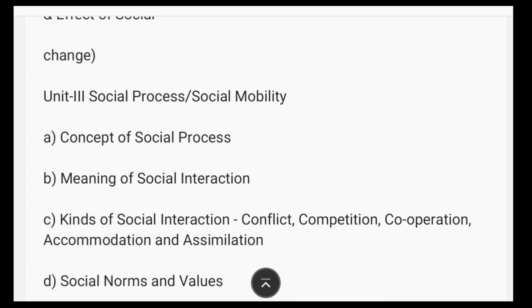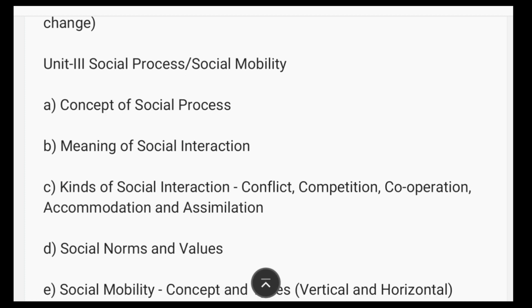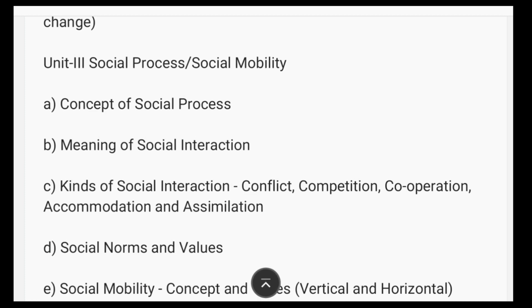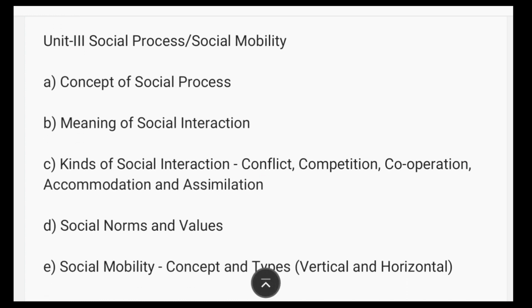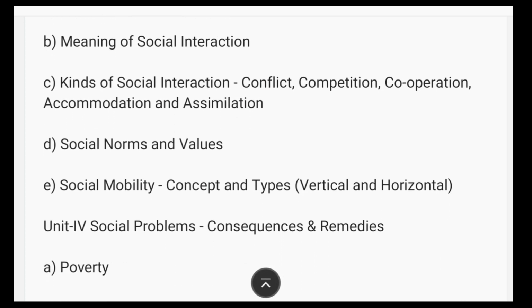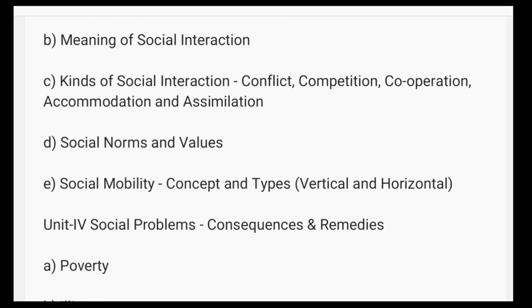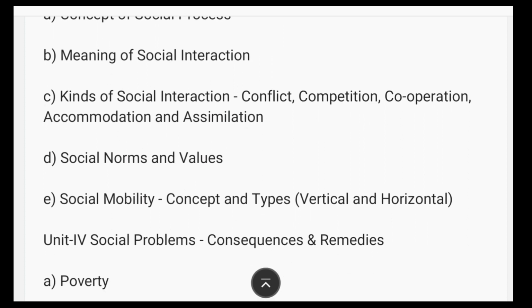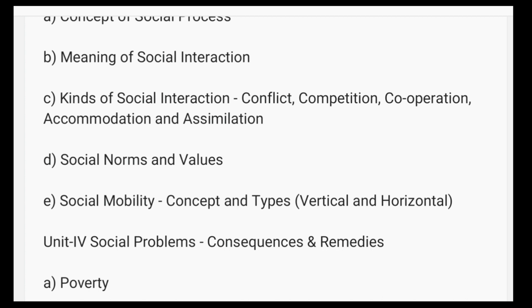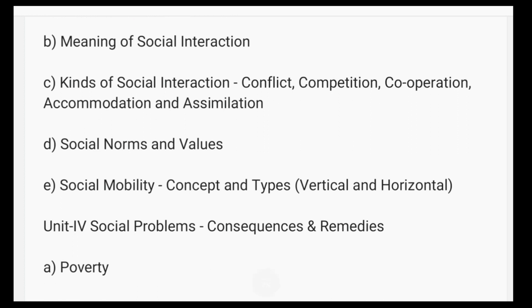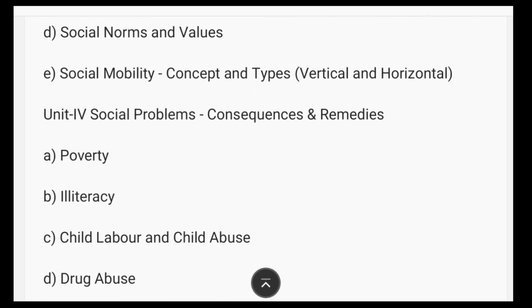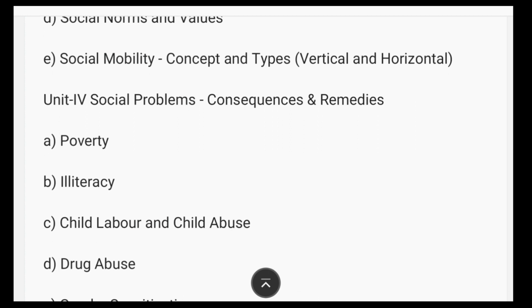Unit third is social process, social mobility. In this you have to study the concept of social process, meaning of social interaction and types of social interaction, that is conflict, competition, cooperation, accommodation and assimilation. Then you have to study what is social norms and values. And then social mobility, concept of social mobility and types of social mobility, that is vertical social mobility and horizontal social mobility.